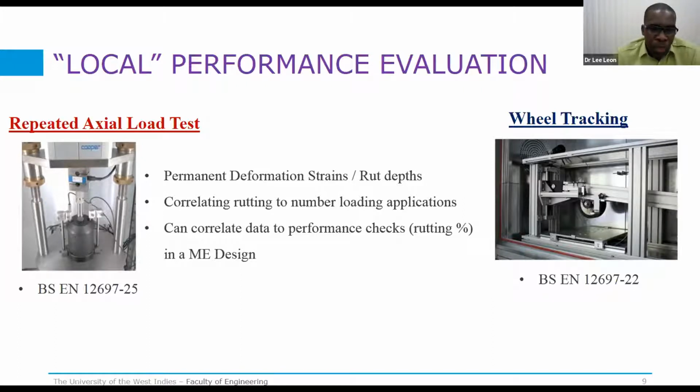Now, the test also, in some way or form, can correlate with the mechanistic part or performance checks in the mechanistic design, where you look at the rutting percentage, the total allowable rutting, and the cracking percentage. So we can, in some way, correlate these values from the laboratory test to the field performance as well as to the mechanistic performance in terms of the design.